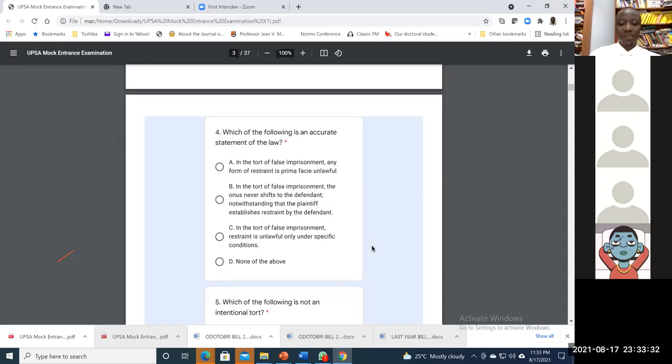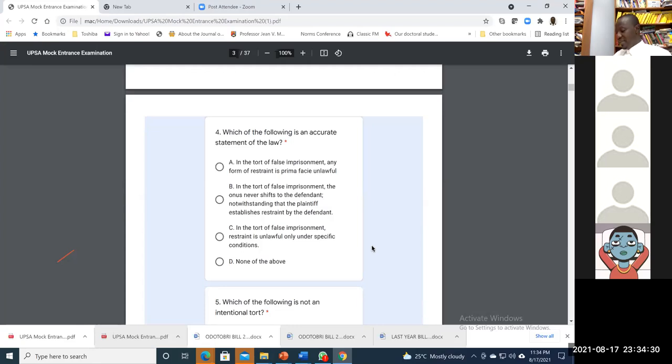So which of the following is an accurate statement of the law? Definitely B is wrong. And then the competition is between A and C, but let's go back to A. In the tort of false imprisonment, any form of restraint is prima facie unlawful. But that one is not true. What you are trying to say is that as a general rule, anytime you have limited someone's freedom of movement, his ability to move about, then that is unlawful, except that it can be rebutted. It can be rebutted by you saying that you have the justification or lawful reason for restraining the person.